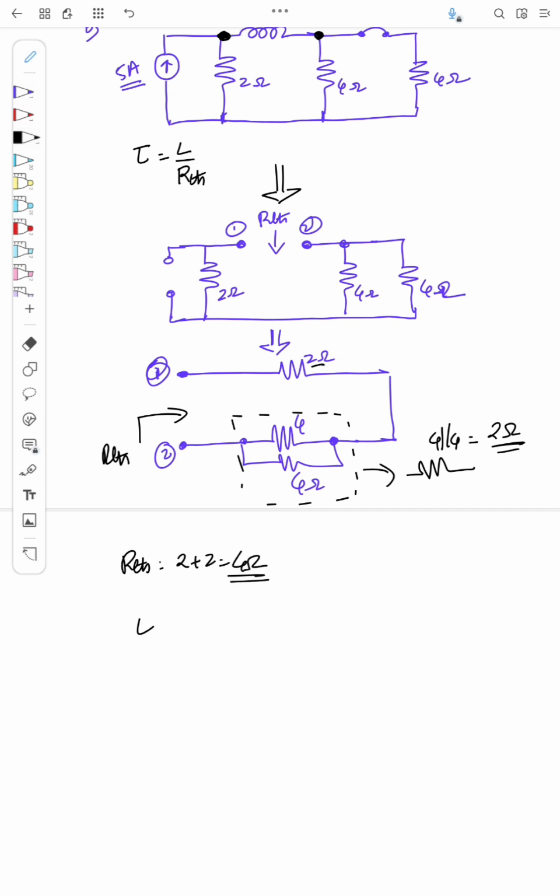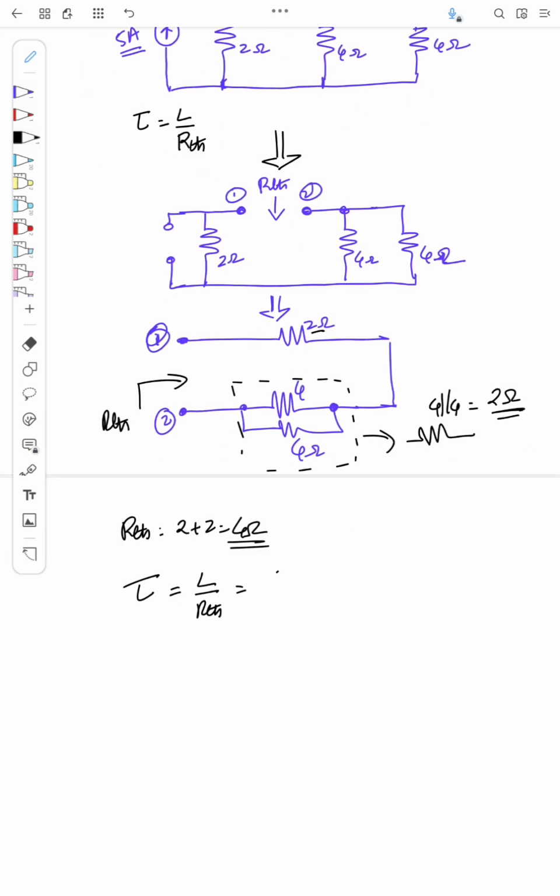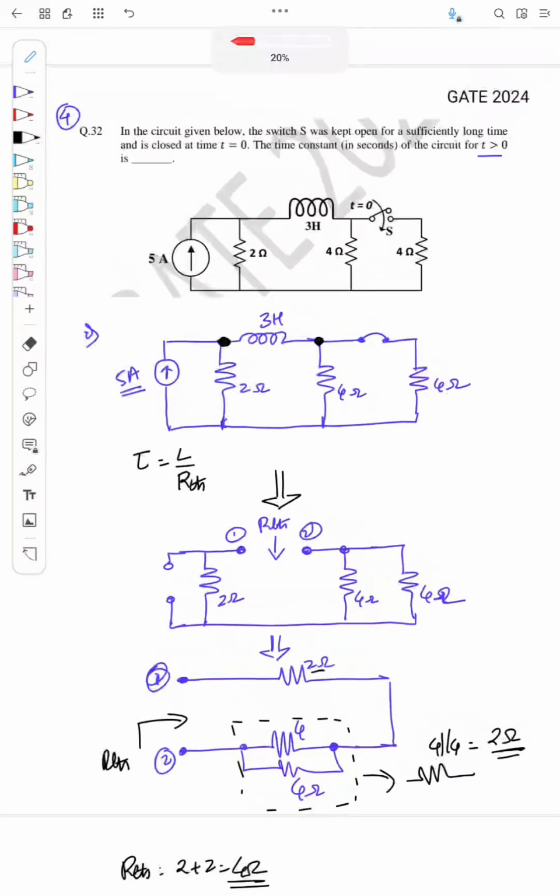So what is the time constant tau? Tau is equal to L by RTH, and L here is 3 Henry, right? So 3 by RTH, which is 4, so it is 0.75 seconds. So the answer is 0.75.